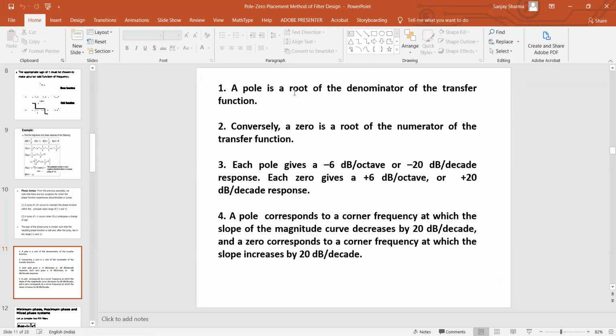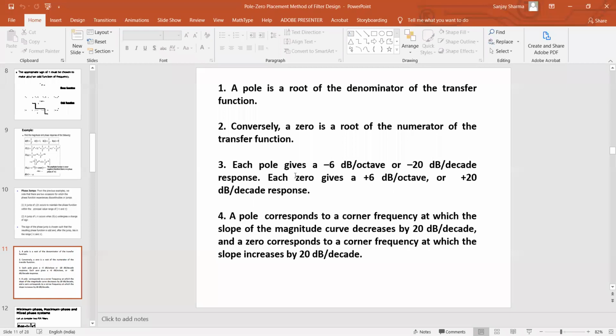Now, a pole is a root of the denominator of the transfer function. FIR filters don't have poles, right? But in general, a pole is a root of the denominator of the transfer function. Conversely, a zero is a root of the numerator polynomial of the transfer function. You all know that. Now here comes the important part.